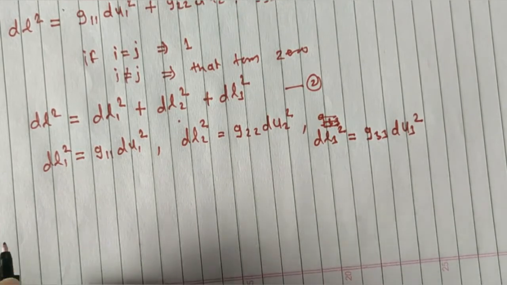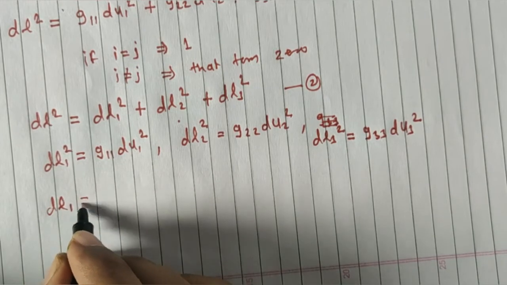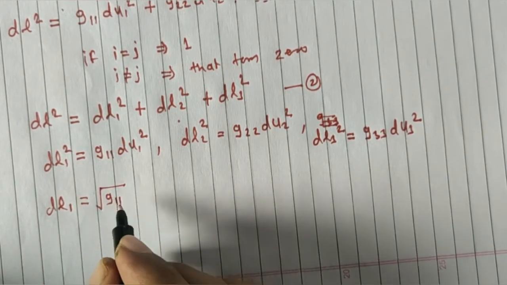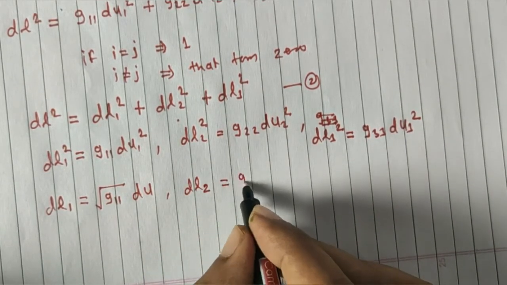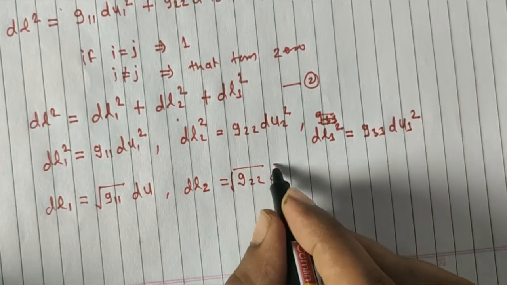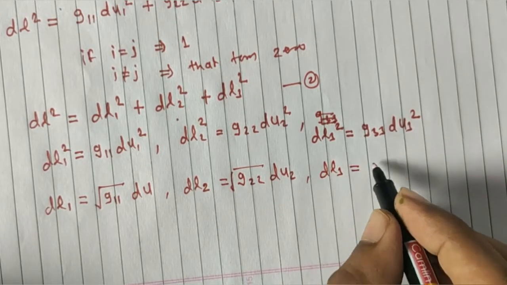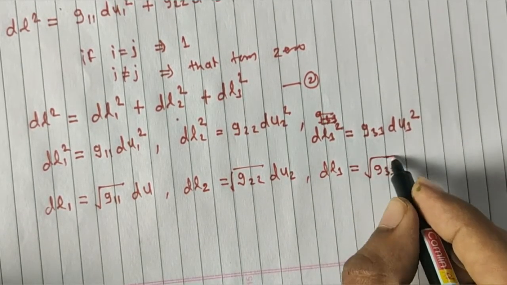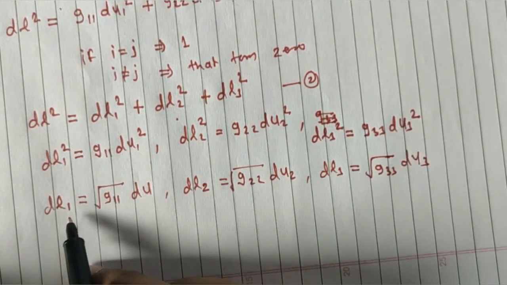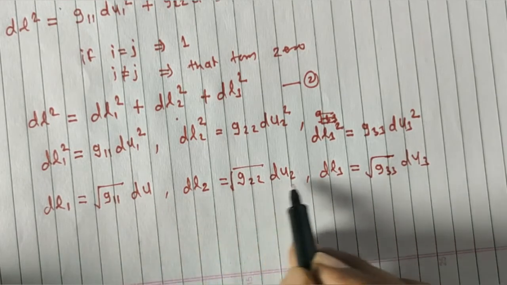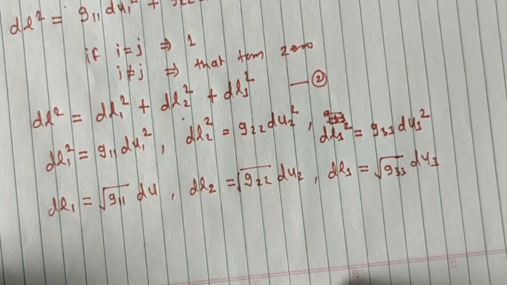If I take the root of this, then I will get dl1 is equal to root of g11 du1, dl2 is equal to root of g22 du2, and dl3 is equal to root of g33 du3. So you can see there was a square, I took the square root and I got these terms, and there is root of g11 as there was not a square of g11, so I have to take the root.